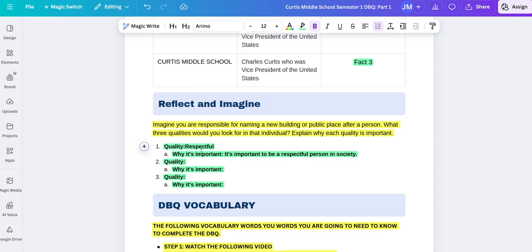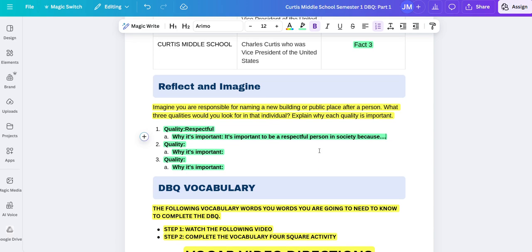I've put one in here already. So let's say your quality is respectful, and you put down respectful. It's okay if you answer this in one word. What I want in one sentence is the why. Why is that quality important? So it's important to be a respectful person in society because, and then you put down why it is important. Not all 3 are going to be respectful. You're going to have 3 different qualities. And in each one, you need to answer why in a complete sentence, as we stated before.